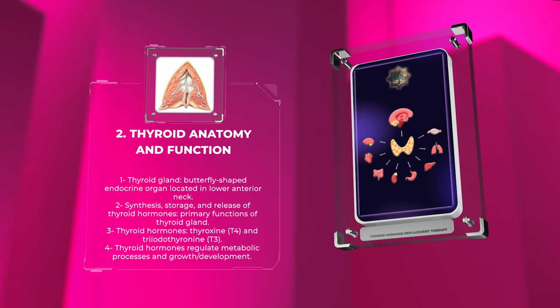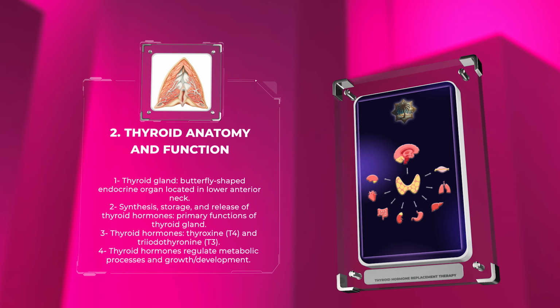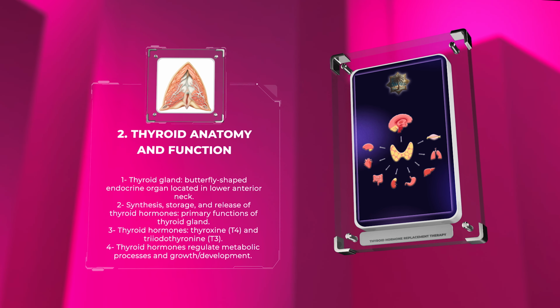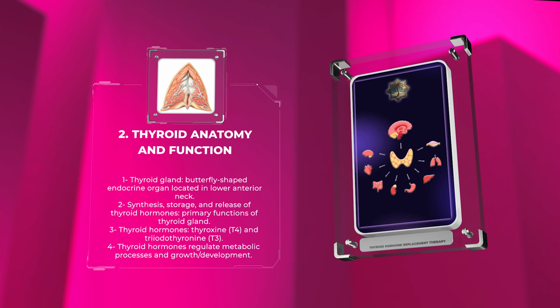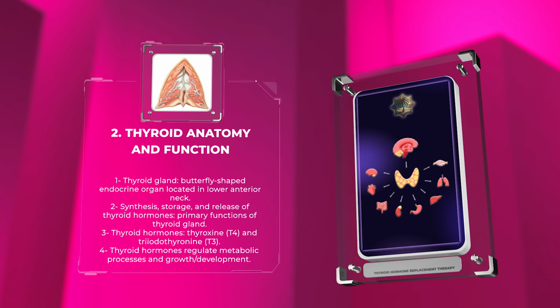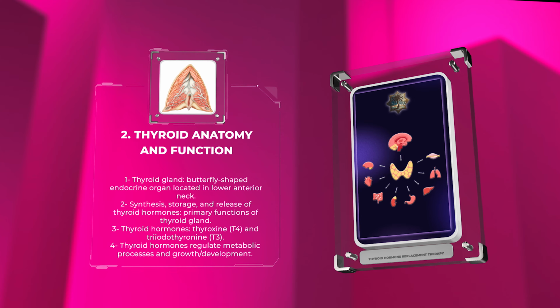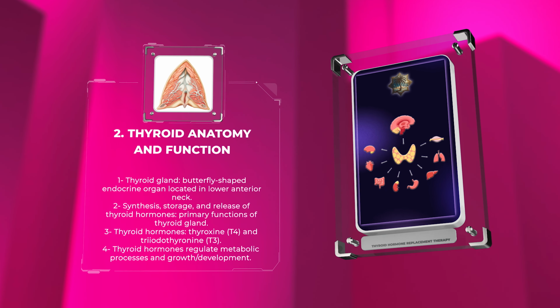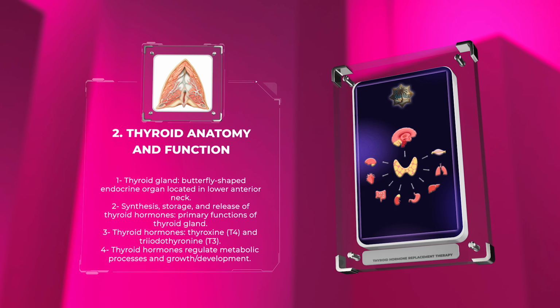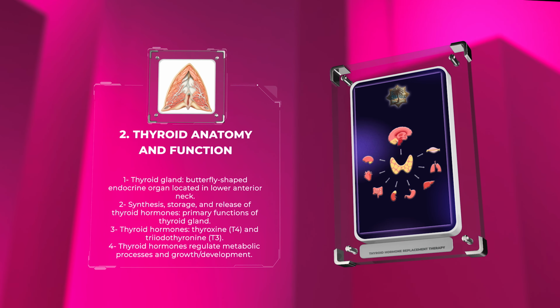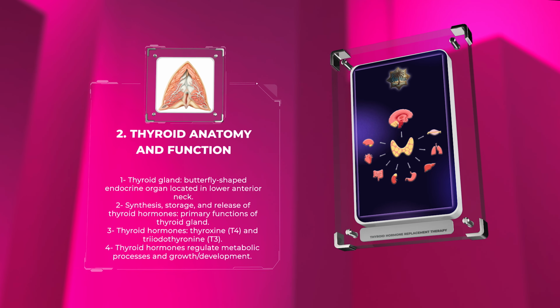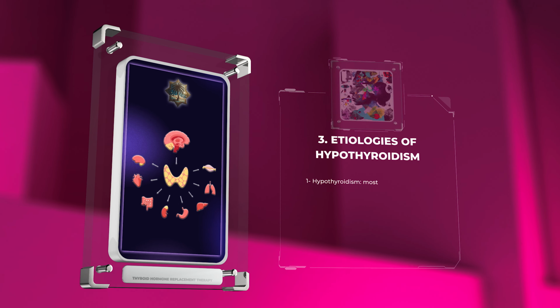These hormones play a vital role in regulating various metabolic processes throughout the body, such as basal metabolic rate, growth, and development. The synthesis of thyroid hormones involves the uptake of iodine from the bloodstream by thyroid follicular cells. Within the follicles, iodine is incorporated into the amino acid tyrosine to form T3 and T4. T4 is the major hormone secreted by the thyroid gland, but it is mainly converted to the more biologically active T3 in peripheral tissues.